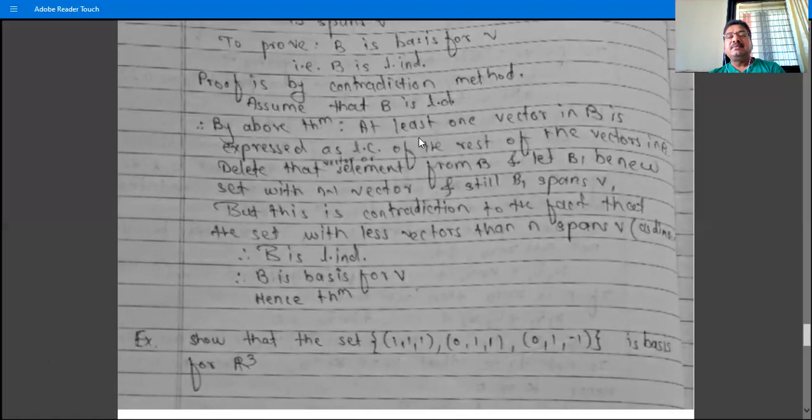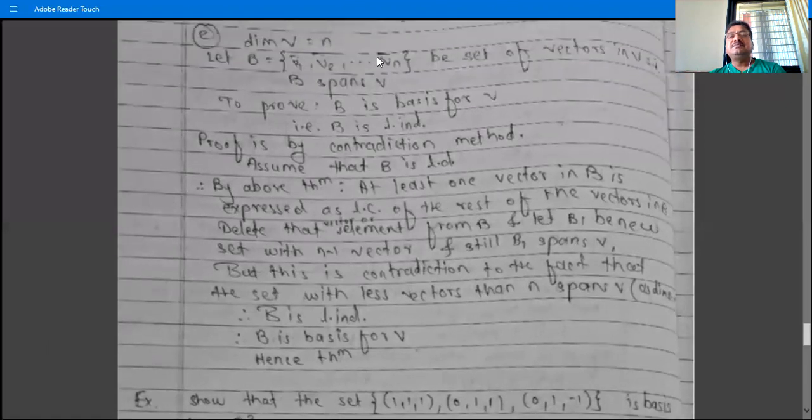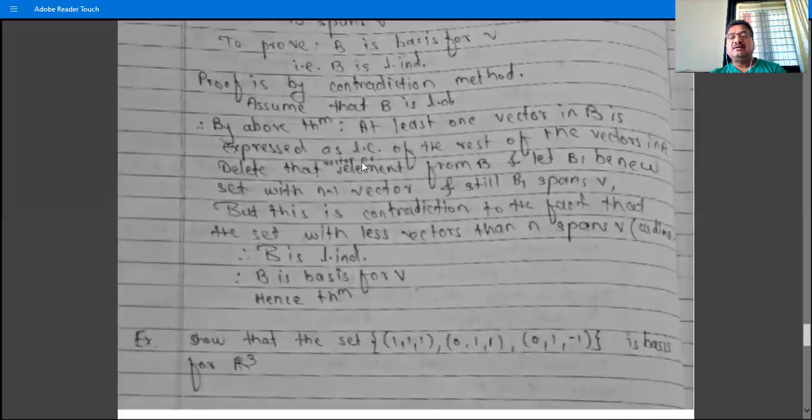Then by the above theorem, at least one vector in B is expressed as a linear combination of the rest of the vectors in B. This is the property of a linearly dependent set. So delete that vector, the one which is a linear combination of the rest of the vectors, from B.